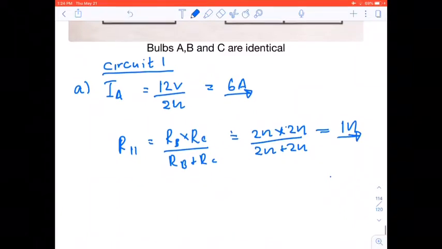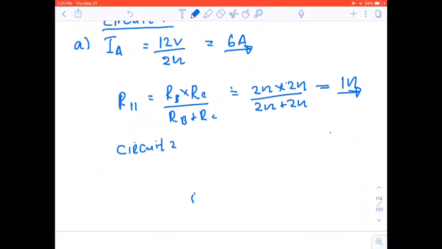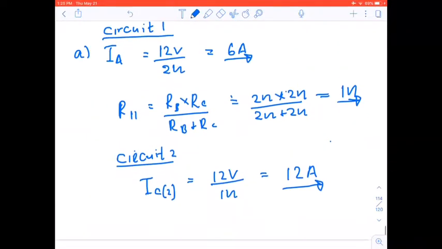If the total resistance is 1 ohm and we want to now determine the current in circuit 2, I like to write I in circuit 2, and that would give me 12 volts because it's the same 12 volts, and we have 1 ohm, so therefore the current in circuit 2 is equal to 12 amps.